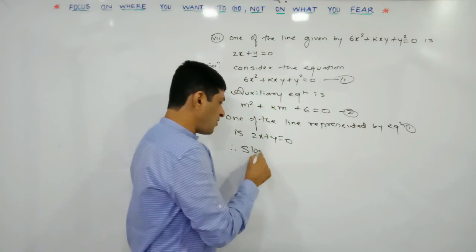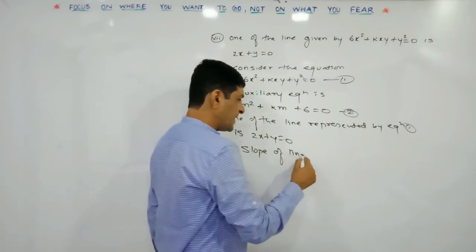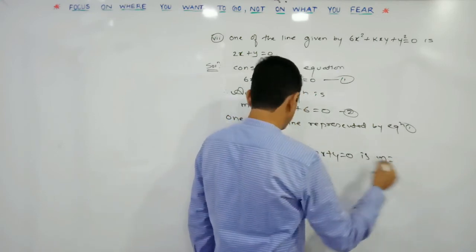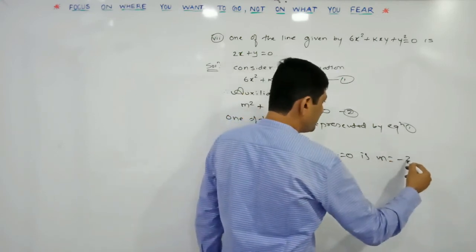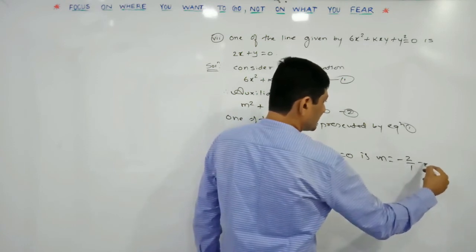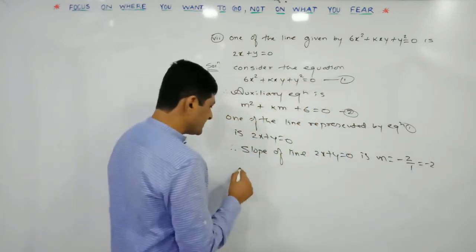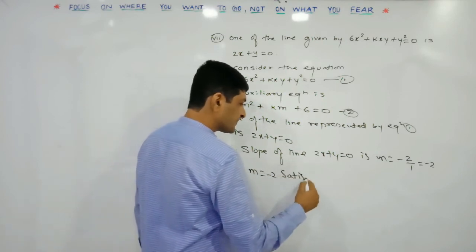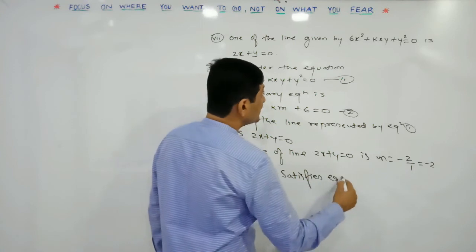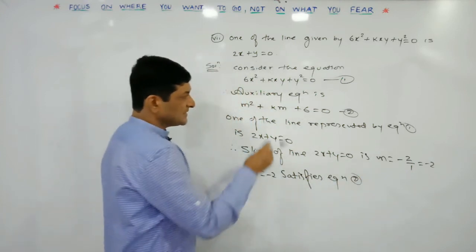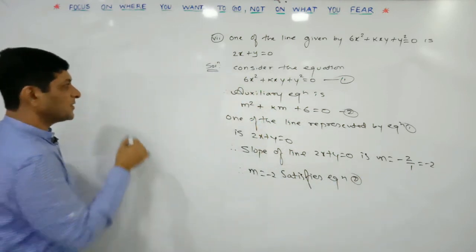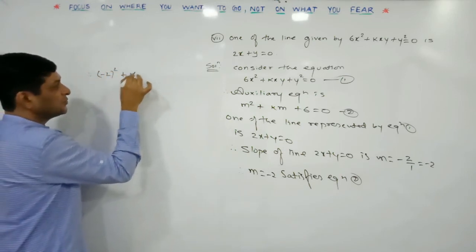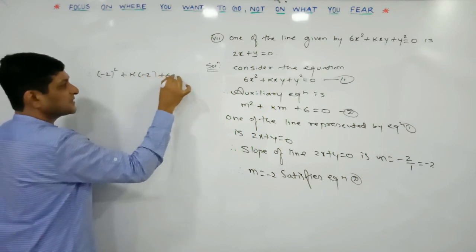Therefore the slope of the line 2x plus y is equal to 0 is m equals what? Minus a by b. A is 2, b is 1, so which is equal to minus 2. So we can say that m is equal to minus 2 satisfies equation number 2. So now we are replacing this m by minus 2. So what will we get here? Minus 2 square plus k into minus 2 plus 6 is equal to 0.